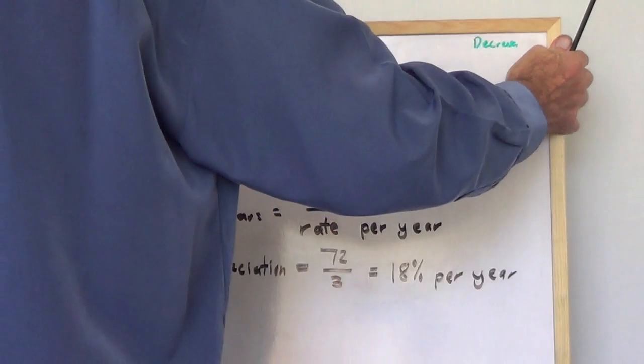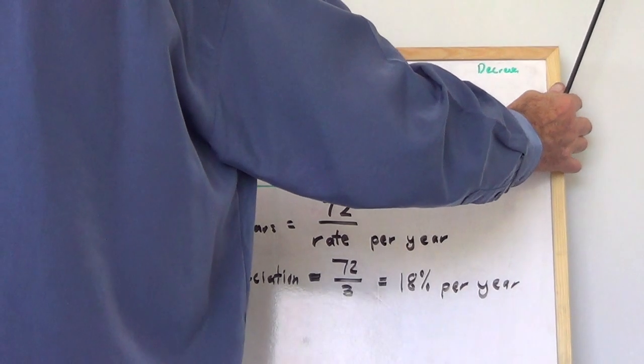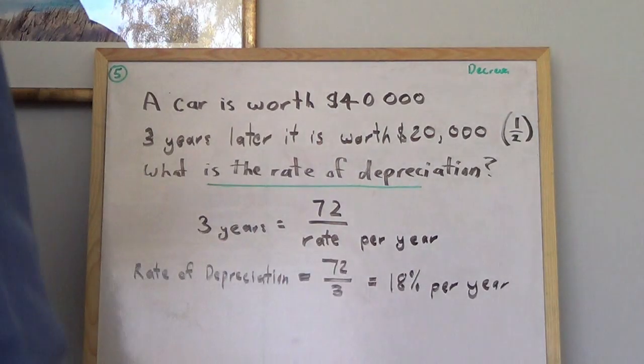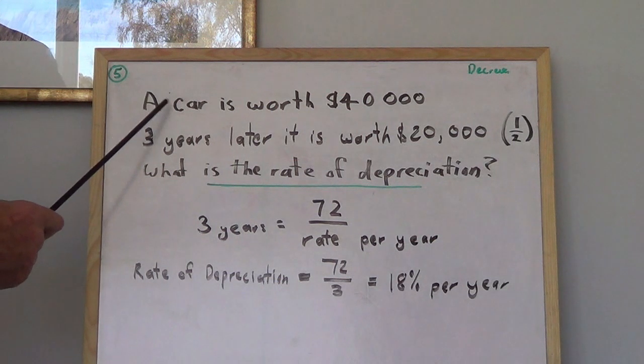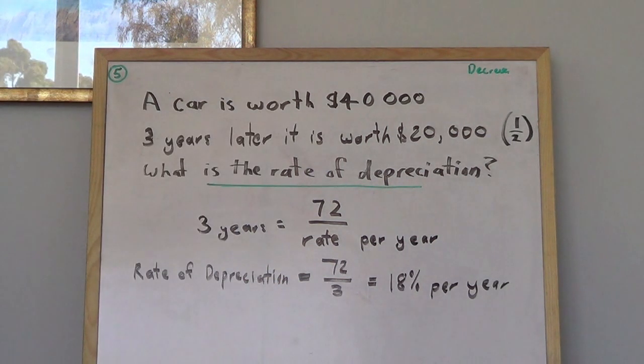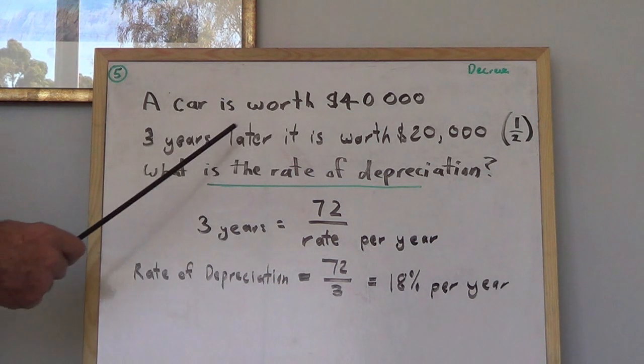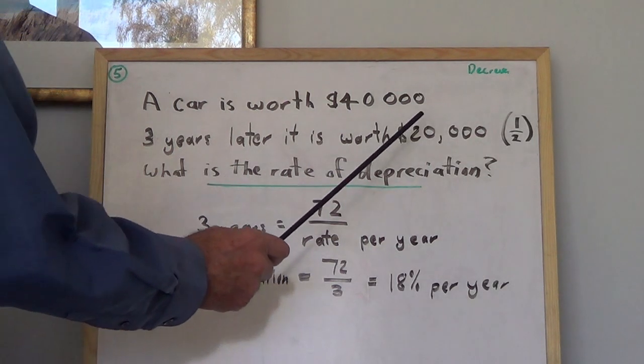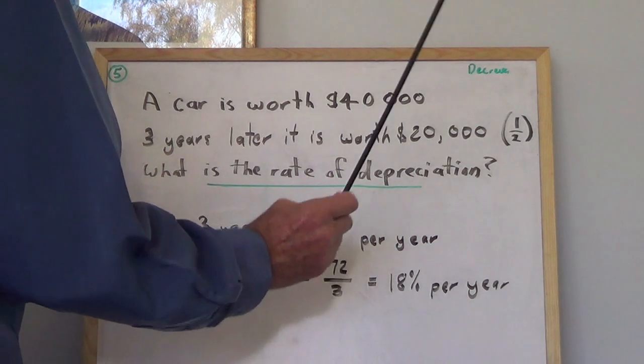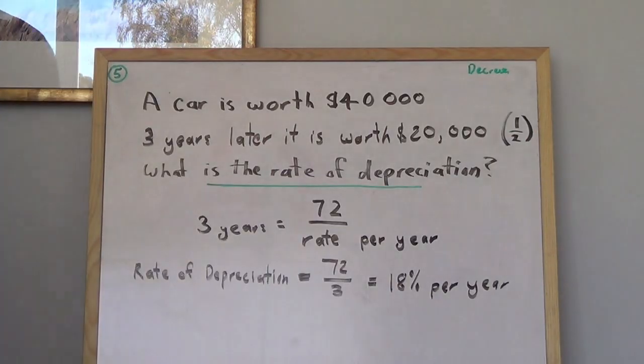And we'll use the last board here. Another depreciation one, and this one deals with a car. So that should be of interest to you all. Okay, here's a car. It's worth $40,000. 3 years later, it is worth $20,000, which is a half.